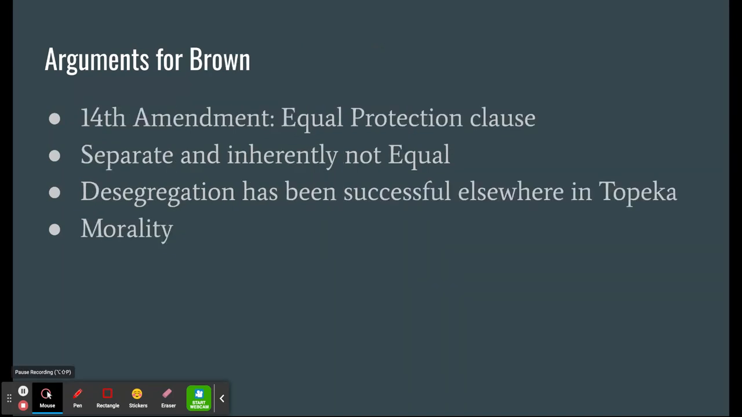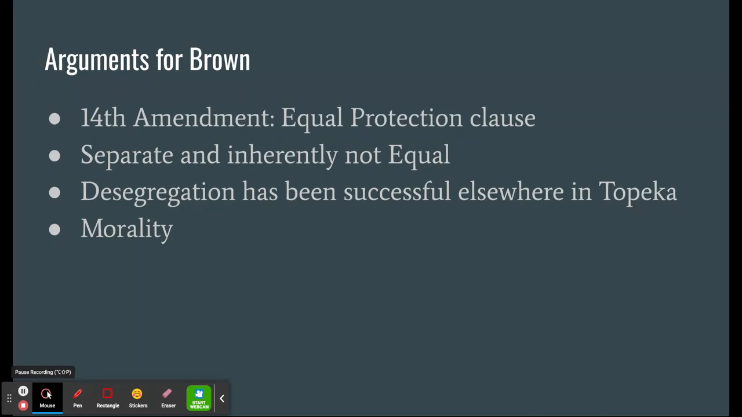And some of the arguments for Brown were obviously that the 14th Amendment guarantees equal protection, and therefore discrimination and segregation are unconstitutional. And also the notion that separate is inherently unequal. There is no way to promise completely equal education in different segregated schools. And often there's the issues of funding and others that make the schools very unequal.